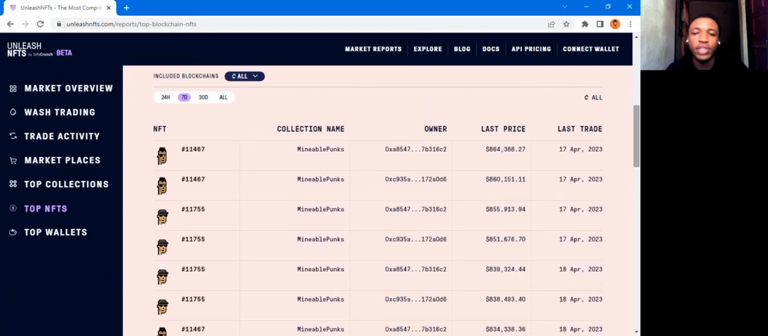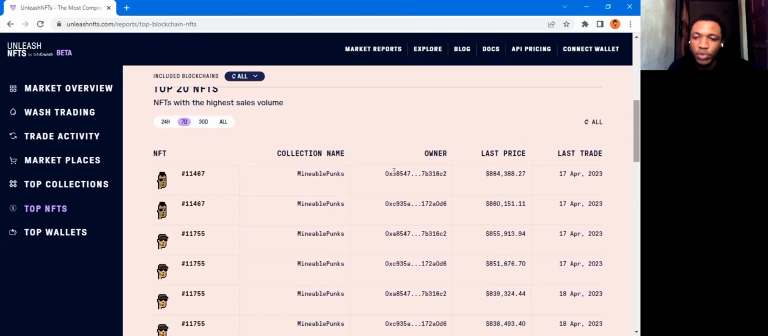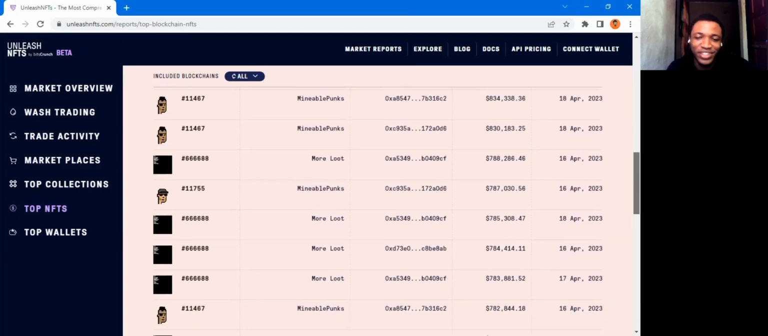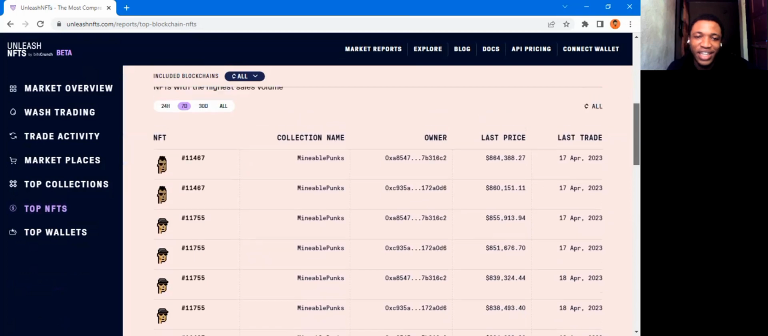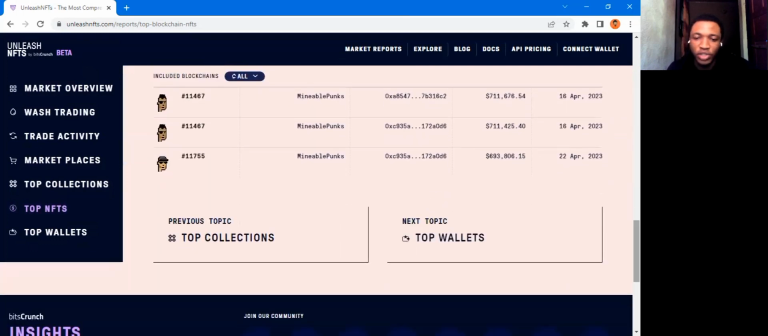we noticed that Mineable Punks has dominated this list. It's taking a whole lot of numbers on this list, and that is very interesting. The first one is Mineable Punk number 11,467. The last sale price was $864,388.27. So this is the top 20 NFTs in the last 7 days, the NFTs with the highest sales volume. Quite an interesting piece of data.